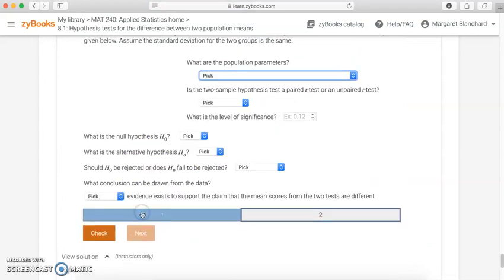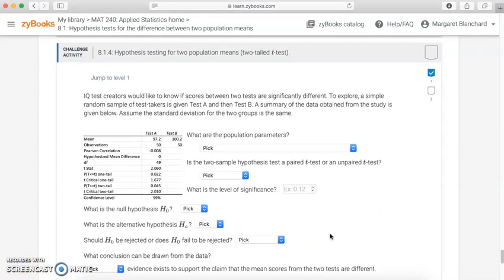Let's go to the next section. Activity 8.1.4, hypothesis testing for two population means, two-tailed t-test. IQ test creators would like to know if scores between two tests are significantly different. That right there tells us two-tailed test, in addition to the title here.